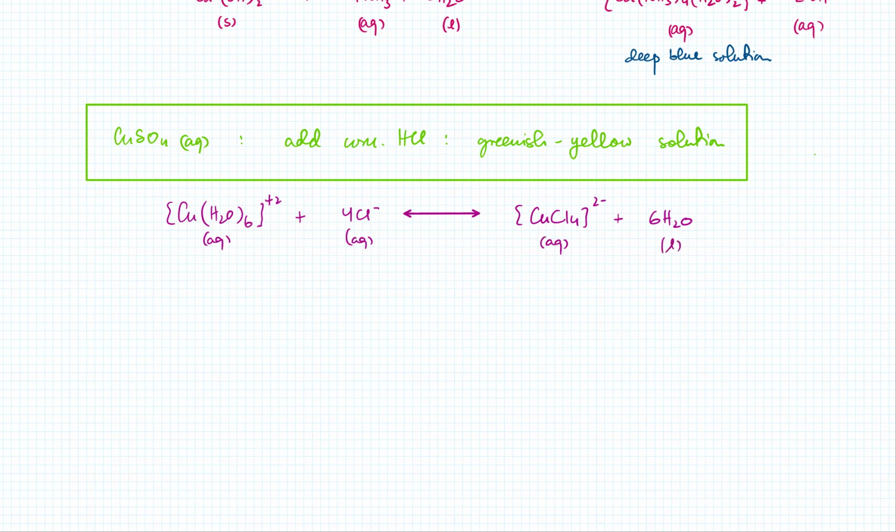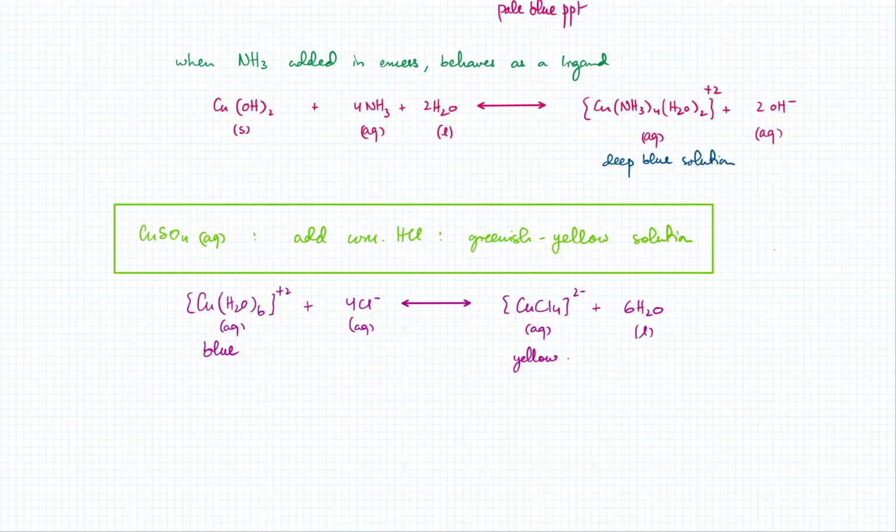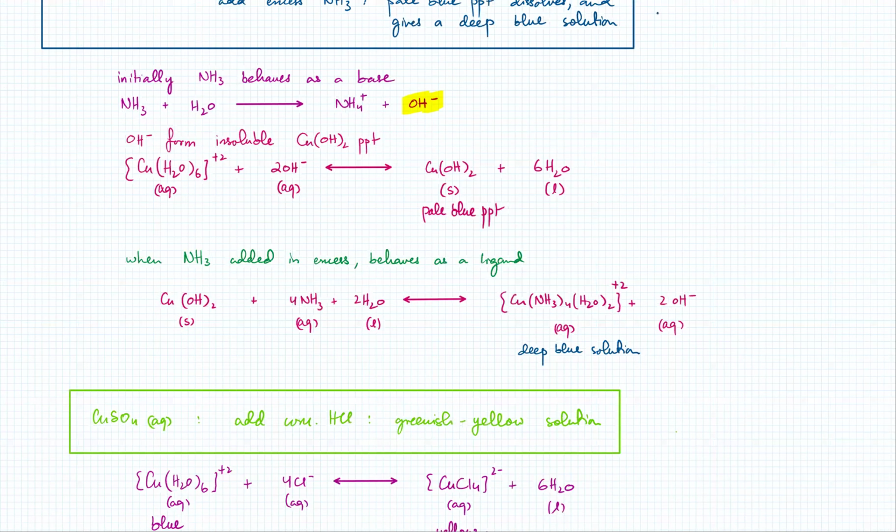And the CuCl4 2- in reality is actually yellow in color, and this in reality is blue in color. The reason you see greenish yellow is that blue and yellow mix up and form a greenish yellow solution. So normally you never get a pure yellow solution, because there's some Cu(H2O)6 2+ left since it's a reversible reaction. It's something having a shade of green. Okay, so that's all your ligand exchange reactions.